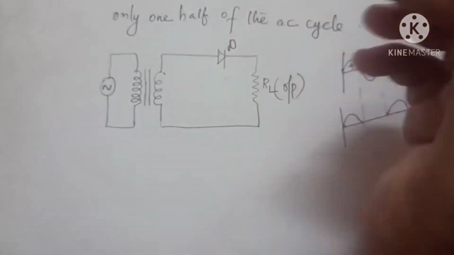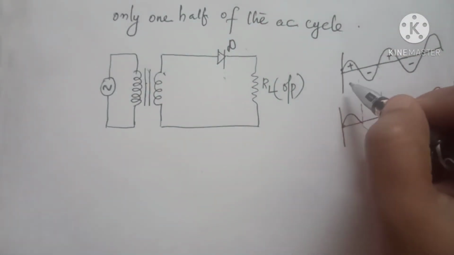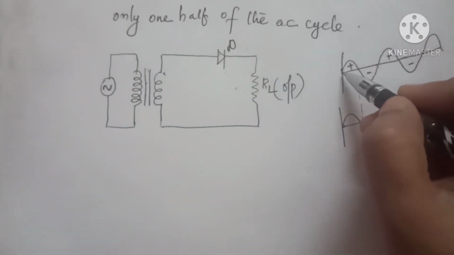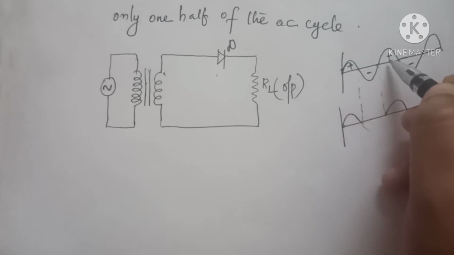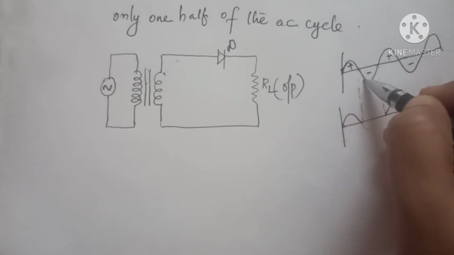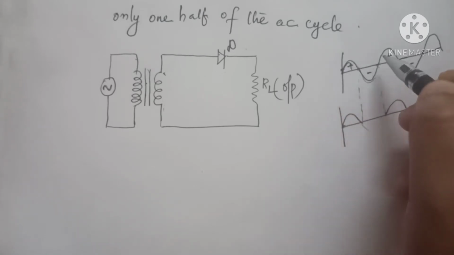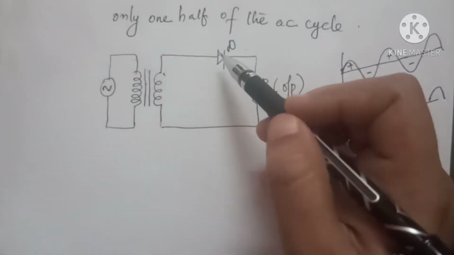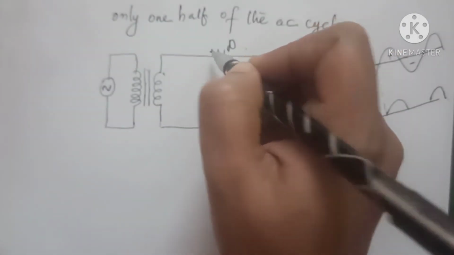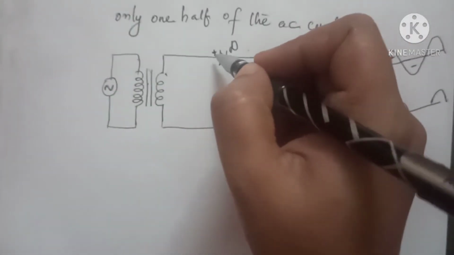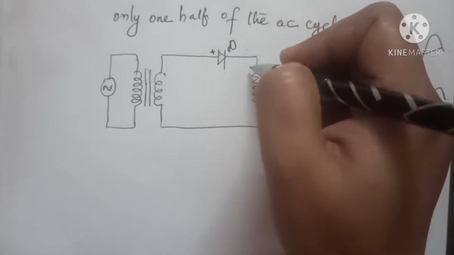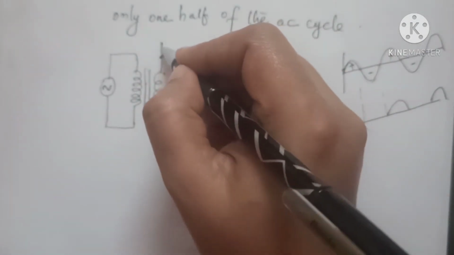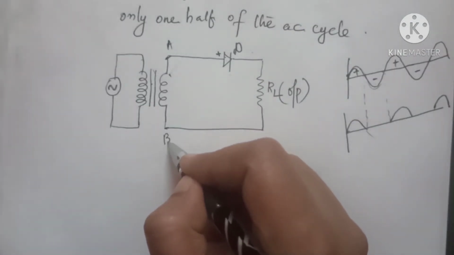During the first cycle, when an AC wave is allowed to enter this transformer, the positive half cycle is entering. Positive and negative half cycles are both there in AC. At that time, the positive will be connected to the positive of the diode, and the negative will be negative with respect to this point. Let the points be A and B.